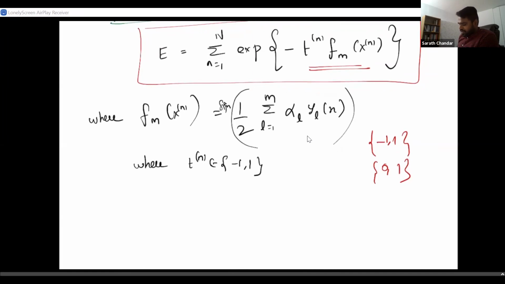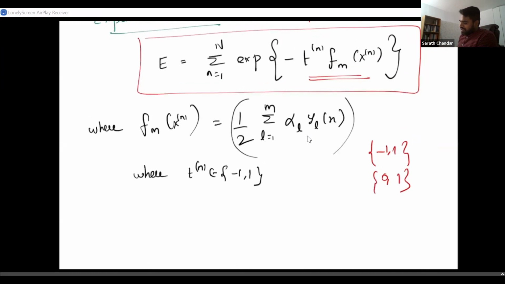I think it's easier for the derivation if we don't put the sign here, so I will still remove it. But when you want to use this classifier for prediction, you're just going to threshold, saying +1 or -1. So now the goal here is to minimize this error function.